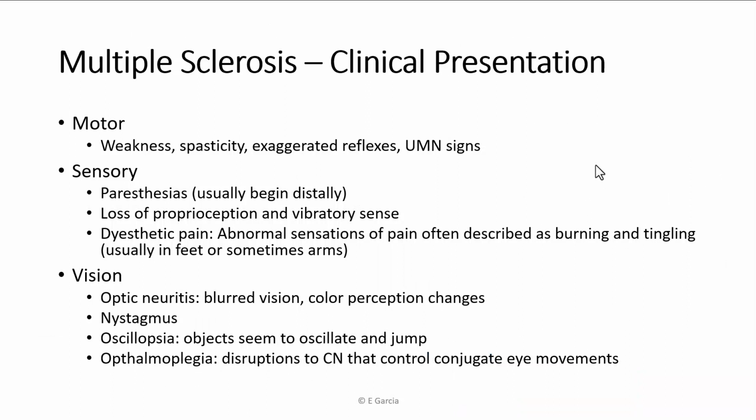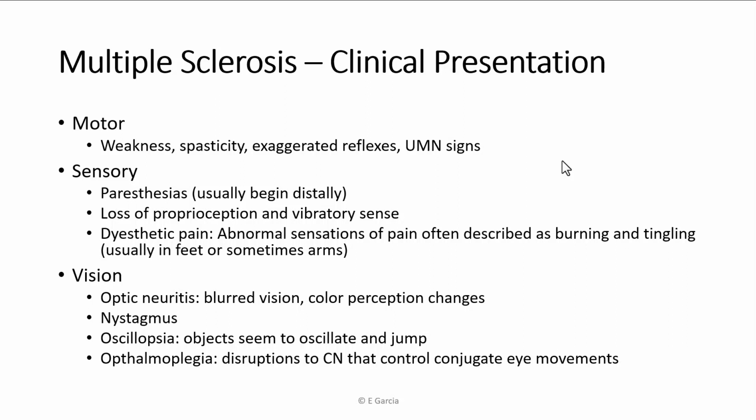Because the plaques can occur anywhere in the brain, it's basically you throw a dart and that's the clinical presentation. However, there are tendencies. A big one is motor presentation, and that's going to be weakness, spasticity, hyperreflexia, and general upper motor neuron signs. Again, this is a CNS diagnosis. Sensory, all over the place, right? Paresthesias and loss of sensory components, as well as altered pain that's usually described as burning or tingling, usually in the feet or sometimes the arms.